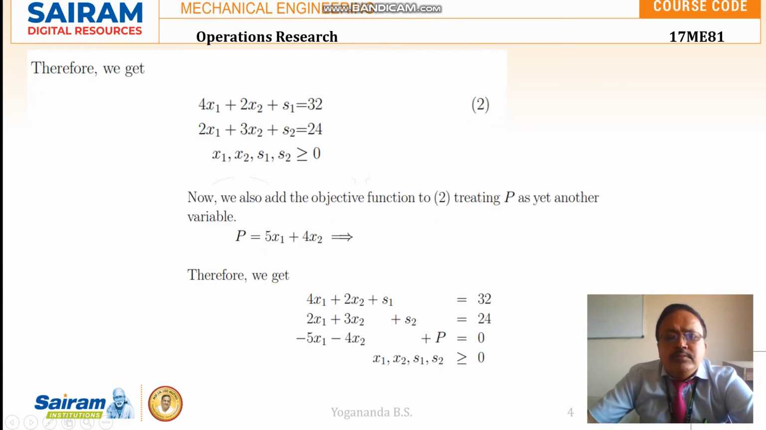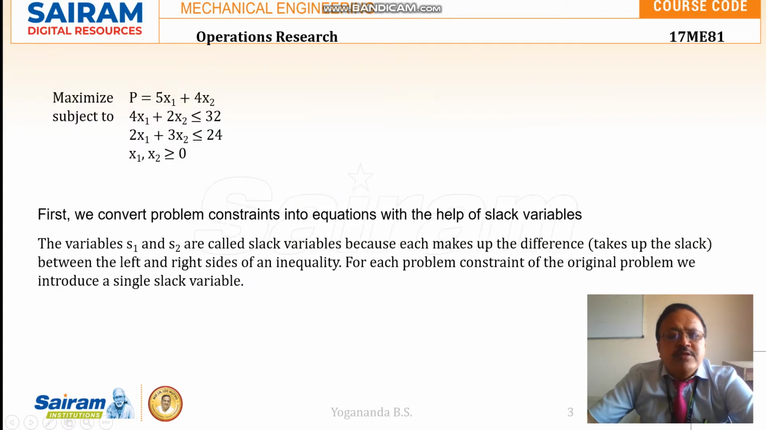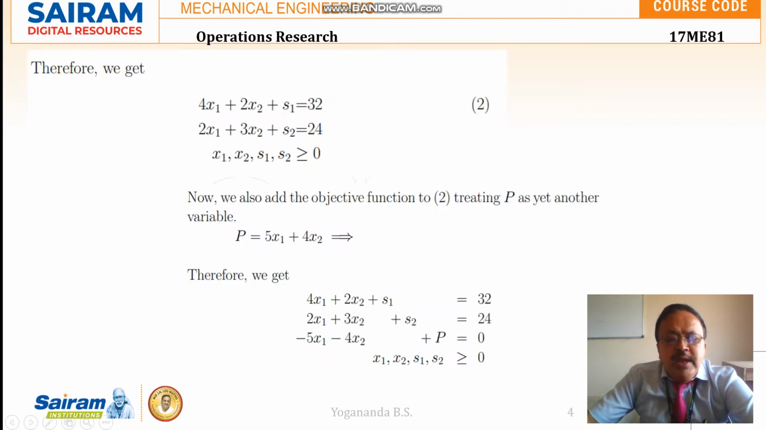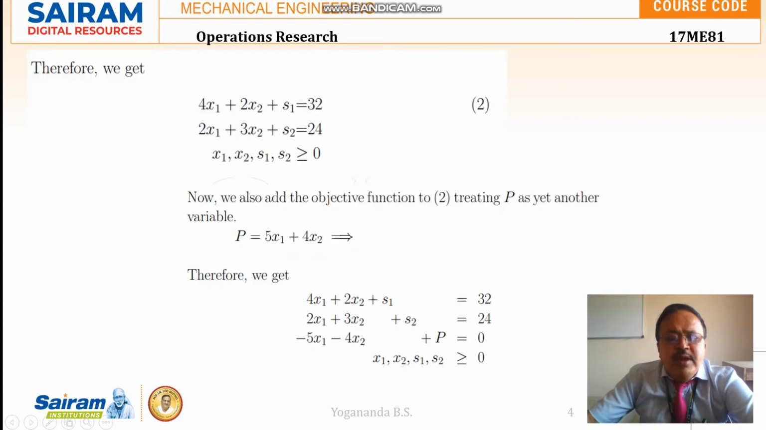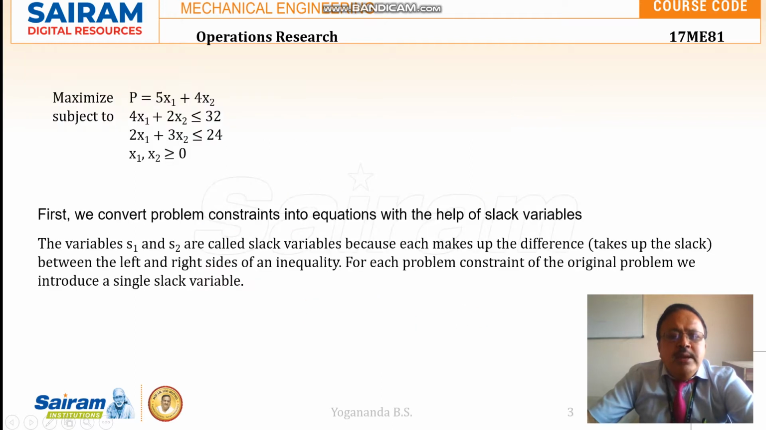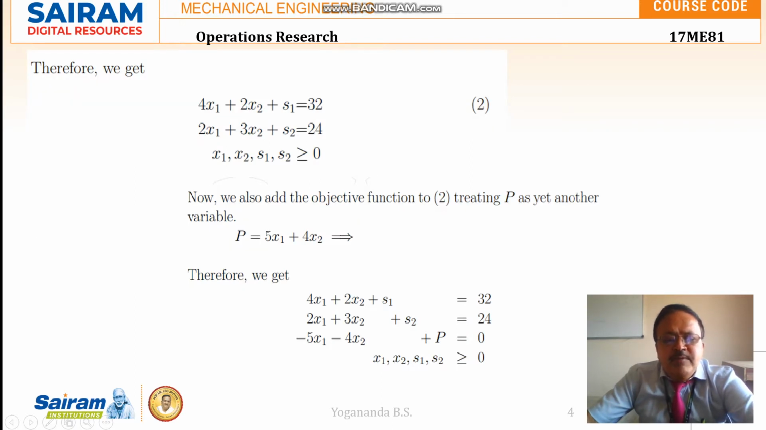Now we have the objective function, P equals 5x1 plus 4x2. Taking 5x1 plus 4x2 to the other side of P, it becomes minus 5x1 minus 4x2 plus P equals 0. Now I have 4 variables: x1, x2 given in the problem, and s1, s2 the slack variables, which are greater than or equal to 0.